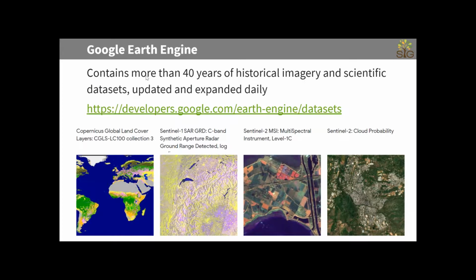So again, just to highlight, it contains more than 40 years of historical imagery. There's Landsat, and then other scientific datasets. They are updated and expanded daily. There's a link here where you can see all the datasets that they have. It's a lot, but here are just some of them. Copernicus global land cover layers. They have Sentinel-1, the SAR C-band data. They have Sentinel-2 as well, and Sentinel-2 cloud probability. These are just some of the datasets. They have a bunch more.